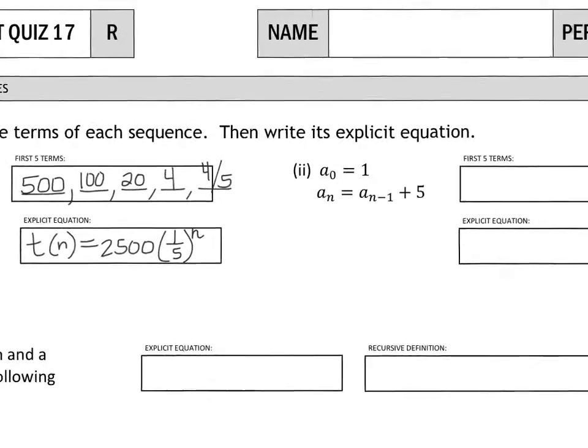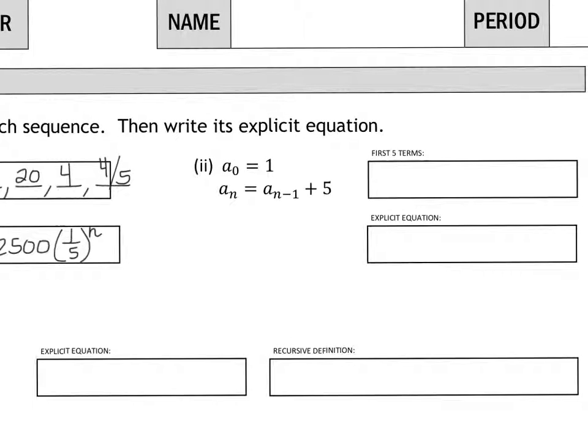All right, number 2. We're given a sub 0 is equal to 1, so that's the initial value, and I need to know the first 5 terms. So the recursive definition in this case is saying that the term n is equal to the term before it. A sub n minus 1 refers to the term right before term n, and then plus 5.